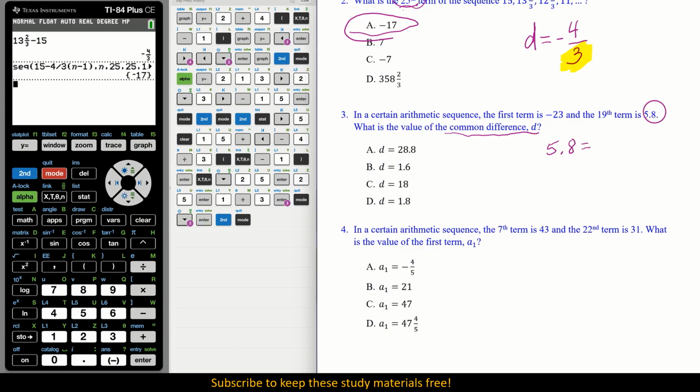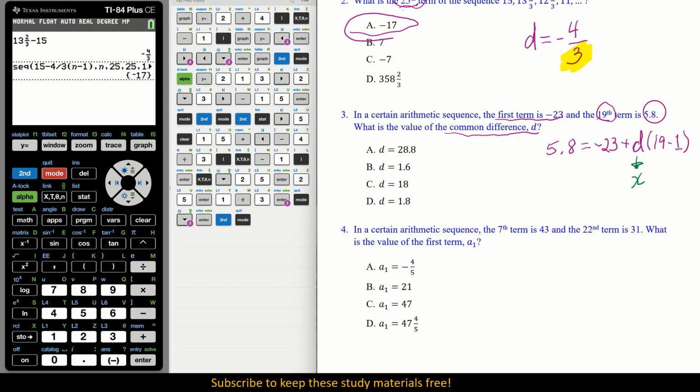5.8. Okay, and what is that equal to? The first term, which is our negative 23, minus, oh no, sorry, plus our common difference that we don't know, but we do know our n. Our n is 19, then minus 1. Okay? So because we're not in a sequence or something different, we're going to have to say that D equals X, okay? All right, for this situation.